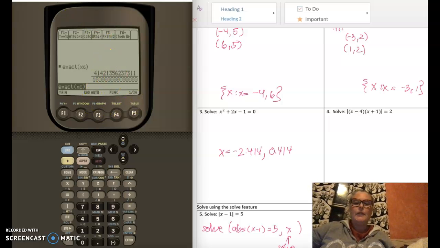All right. Now you can try question number 4, whichever way you'd like. I prefer to do calc 0 just because it's less fiddly on the 89, whereas on the 84, the calc intersect seems a little bit easier sometimes. But try number 4, whichever method you would like.